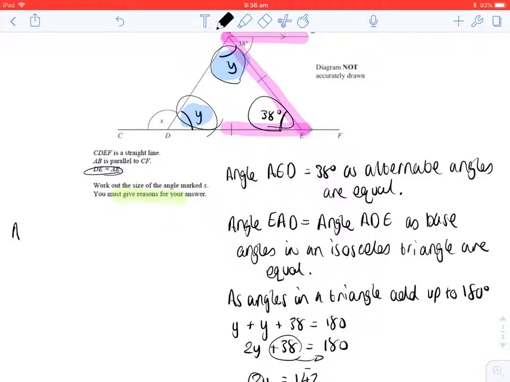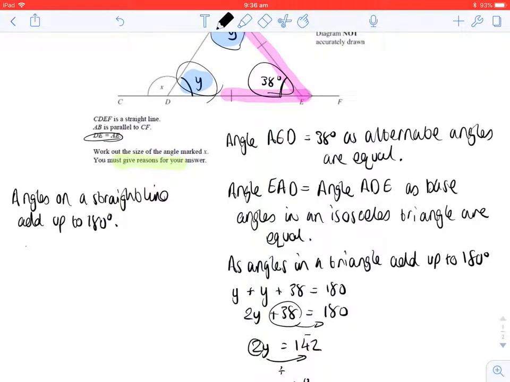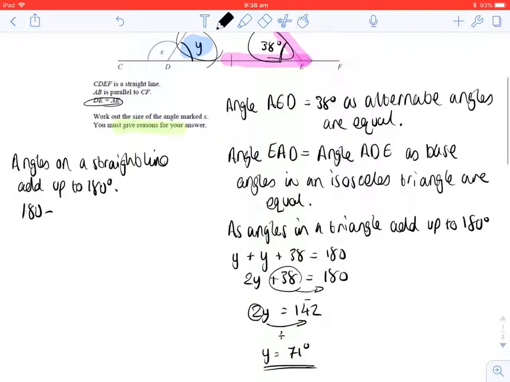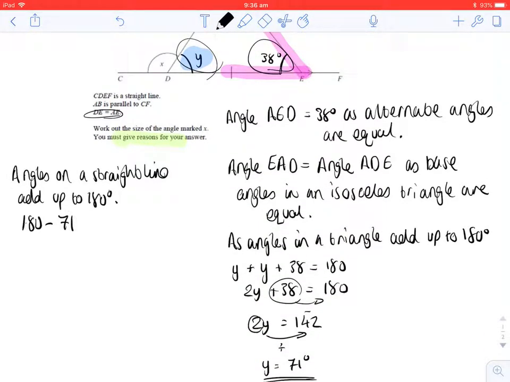What we know is that angles on a straight line add up to 180 degrees. So if I do 180 degrees, take away my Y value, 71, I get 109 degrees, and that is my value of X, 109 degrees.